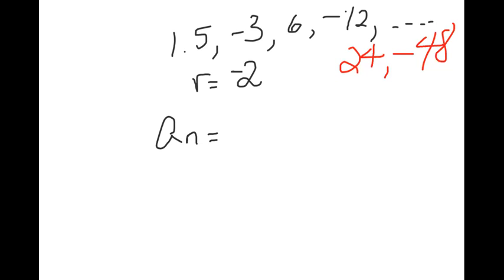Okay, it would be A_n equals the first term, which is 1.5, and then the common ratio was -2, to the n minus 1. Very good, okay?